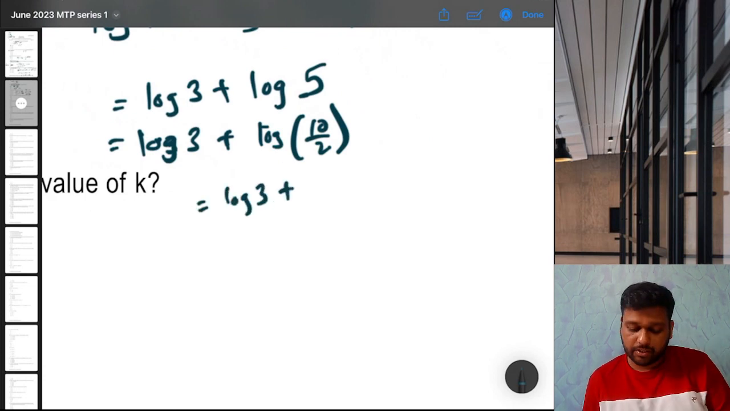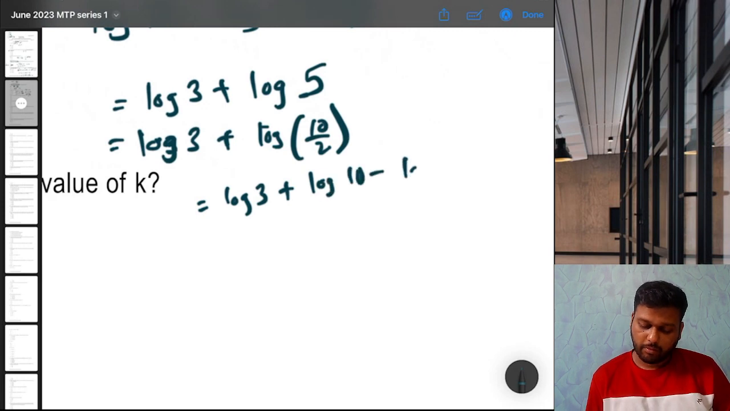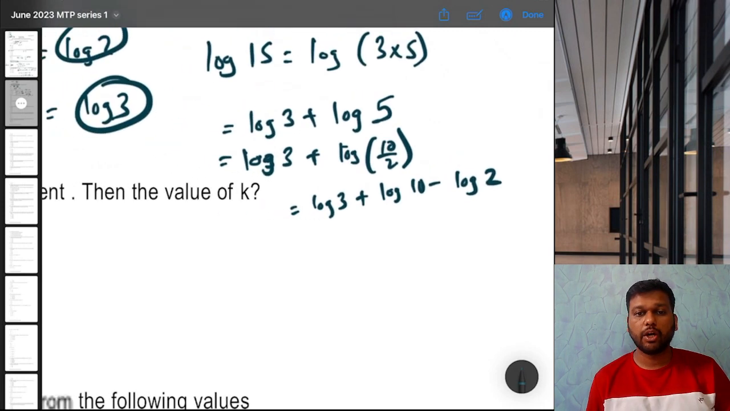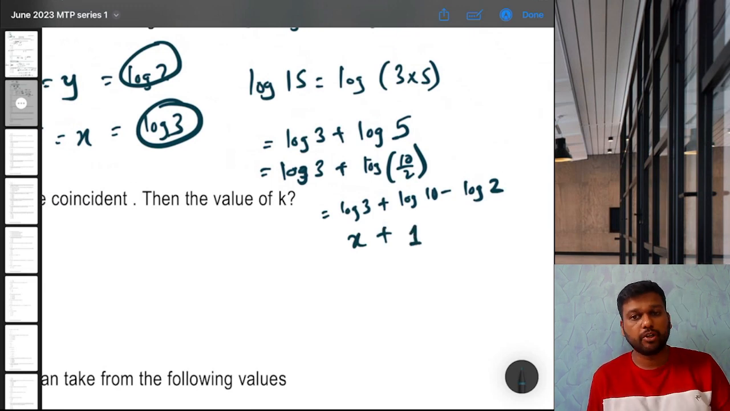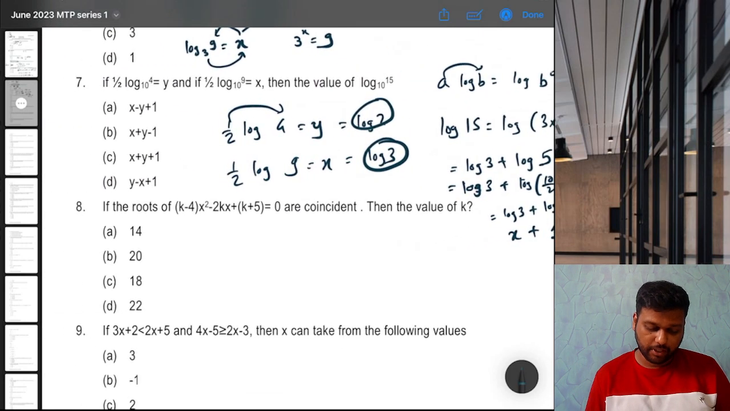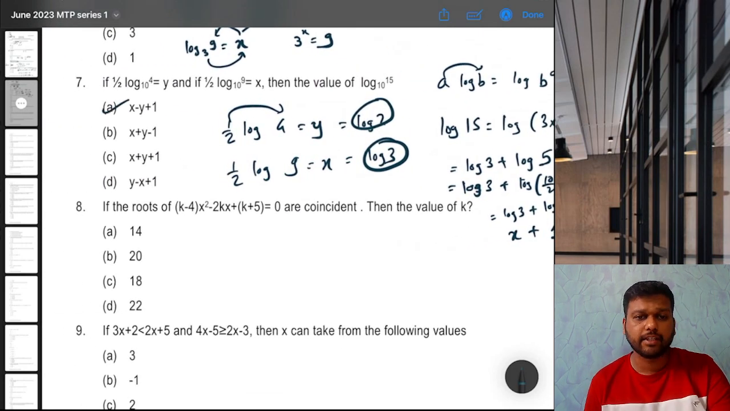Log of A by B is what? Log A minus log B. Now we have our answer, because log 3 is x, plus log 10. Log 10 is 1, right? Because the base is also 10. Minus log 2, which is y. So x minus y plus 1 should be the answer. Option A. A is the correct answer.